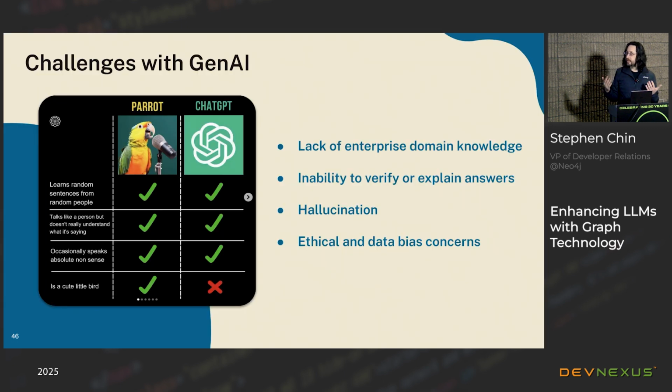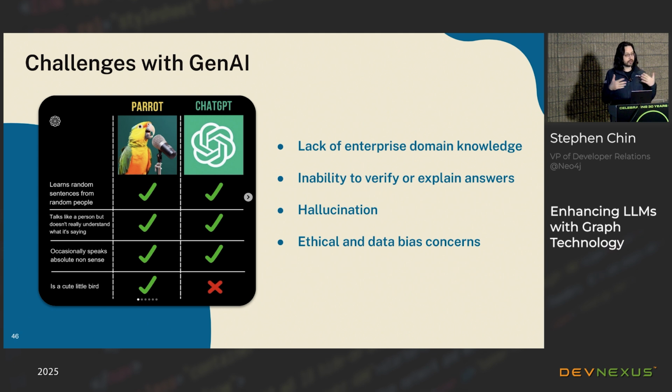Because the challenges with Gen AI, as we talked about, are like a parrot: it learns random sentences from random people, talks like a person, but doesn't really understand what it's saying, and occasionally speaks absolute nonsense. But one of these is not a Cooper.